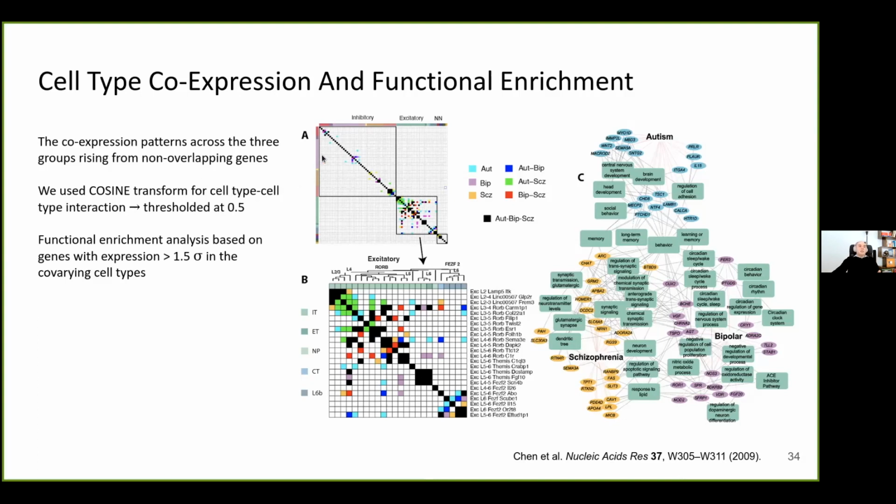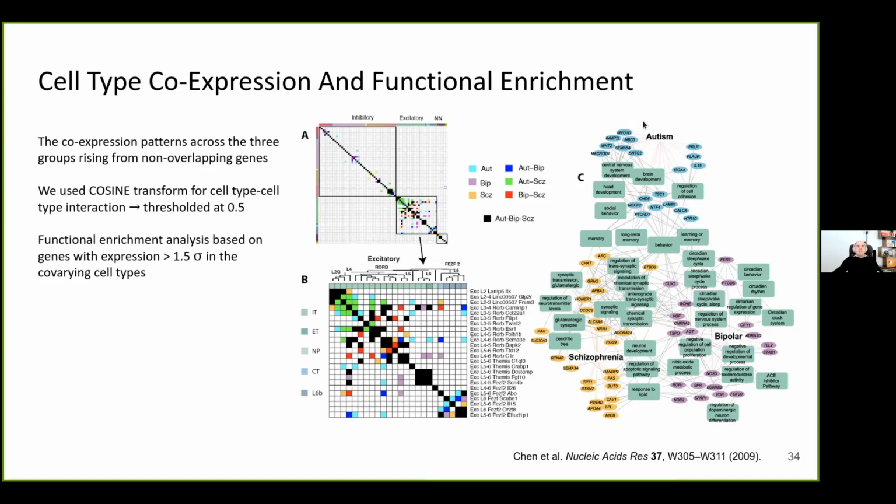We looked at the covariation across cell types based on a cosine transform and thresholded it at 0.5. So if you have a higher than average co-expression, you can see that while there are co-expressed cell types within autism, bipolar, and schizophrenia and inhibitory cells, there is a lot higher expression and overlapping co-expression within excitatory cells. And this happens across different layers for excitatory cells. Then we selected the genes that were both in inhibitory and excitatory cells with higher than 1.5 standard deviation expressed within each cluster of co-expression.